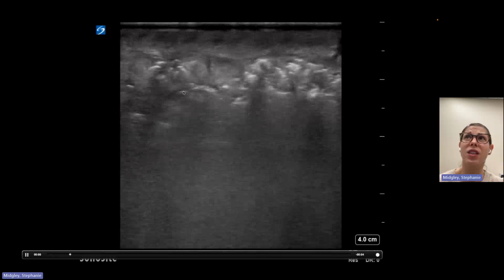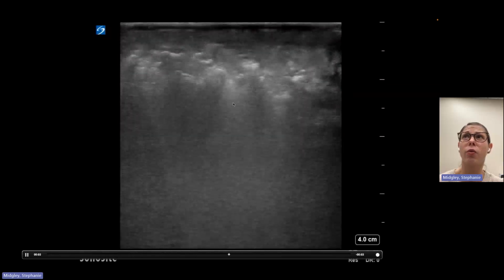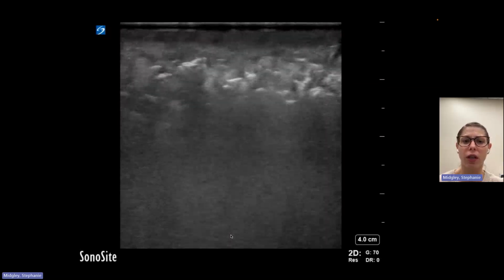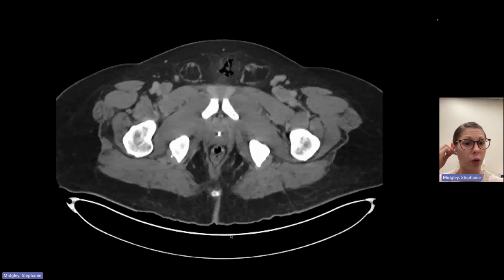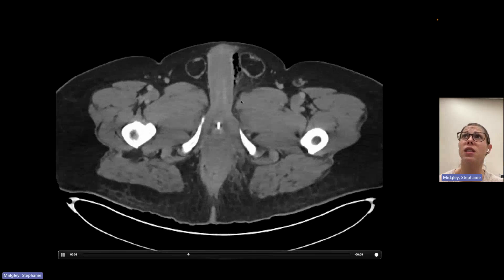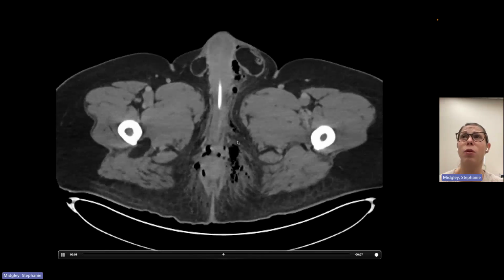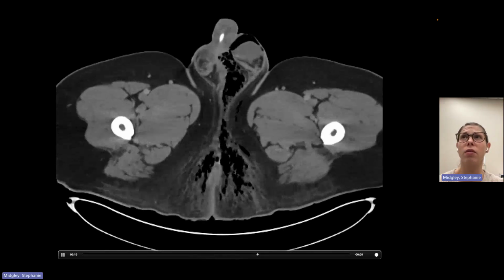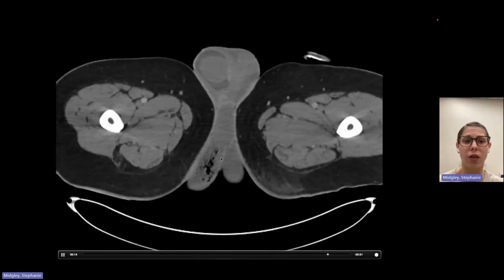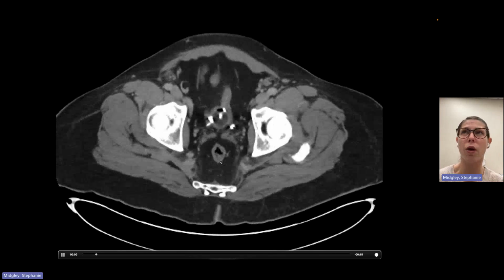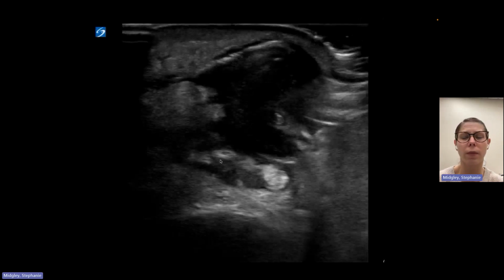And again, this is all air. So bright white, lots of dirty shadowing. And as soon as we did that ultrasound, we actually wheeled him straight over to CAT scan. And this was his CT. And again, you can see this poor man had huge amounts of air. So big Fournier's gangrene. He went up to the OR with surgery and urology.